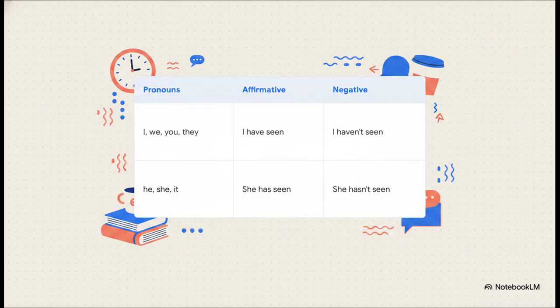When using the present perfect, we pair our auxiliary have with a past participle, words like seen, spoken, or played. Just like before, the rules depend entirely on the pronoun. For I, we, you, and they, we use have or haven't. I have seen Peter. I haven't seen Peter. And, following the exact same logic as earlier, for he, she, and it, the helper changes to has or hasn't. She has seen Peter. The structure is incredibly logical once you break it down like this, isn't it?